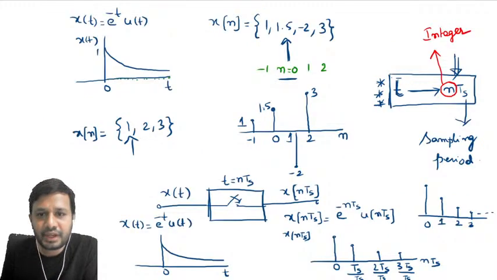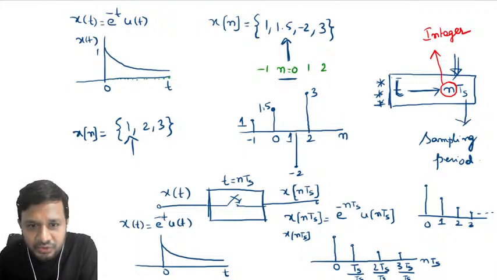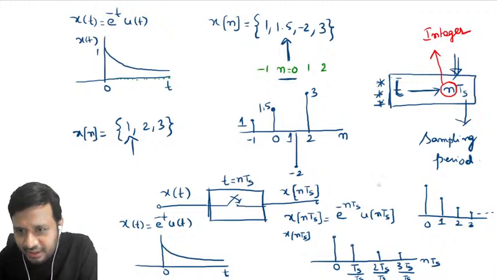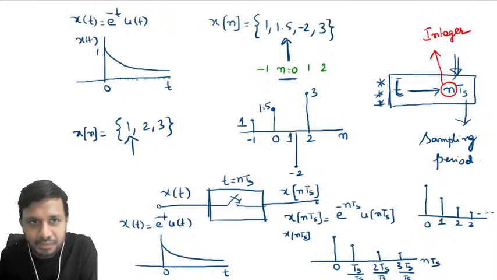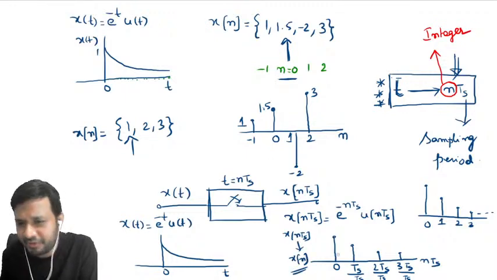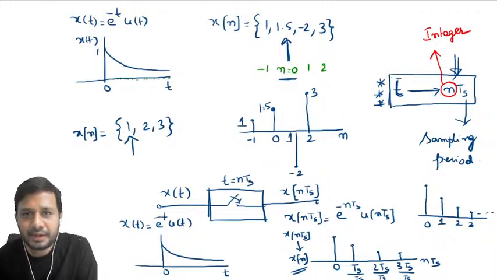And we are looking at some examples. How to sample the independent variable: t is replaced with nTs. That is done with the help of a switch. Wherever you have t, replace t with nTs and normalize with Ts. Normalize means divide, and this x of nTs automatically becomes x of n. More examples we are going to discuss anyway.